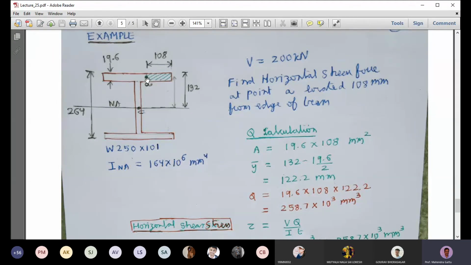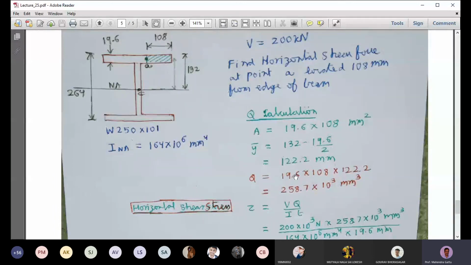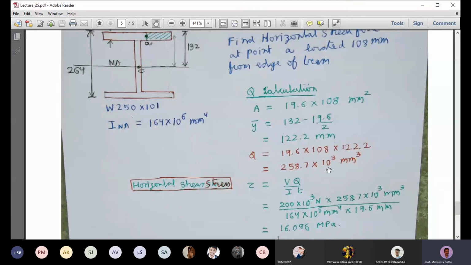Okay, so we want to find what is the shear delta H coming there, or shear stress coming in the horizontal way. So what is tau xy we want to find out. What we'll do is a vertical cut, and we'll find the area, and we'll find the centroid of that area, and then we'll find the first moment of this area. So area is 19.6 x 108, and for the centroid, the total length is 132, and thickness by 2, 19.6 by 2. We'll get the centroid 122.2 millimeters, and the first moment of area A times y bar, so 19.6 x 108 x 122.2, we're getting this value 258 x 10^3 millimeter cube.